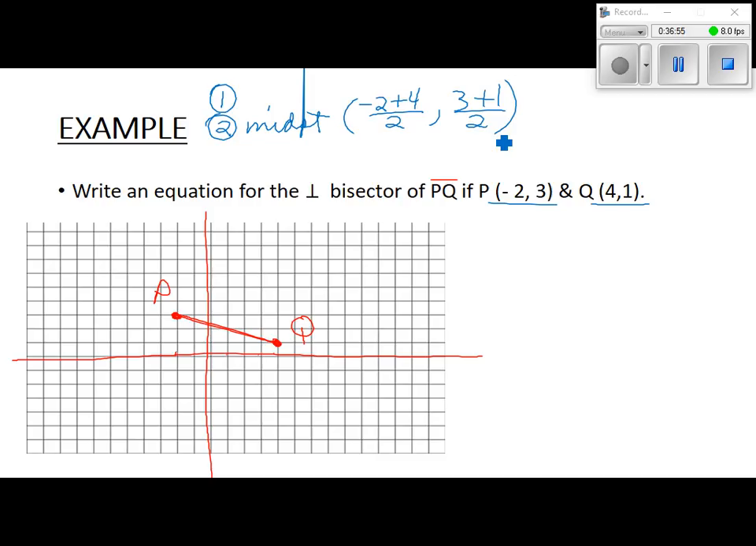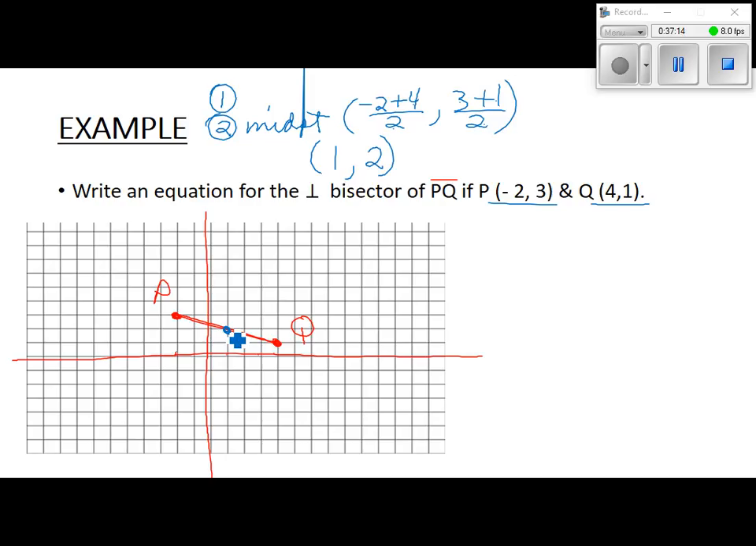So the midpoint: -2 plus 4 is 2. 2 divided by 2 is 1. 3 plus 1 is 4. 4 divided by 2 is 2. That's the midpoint.